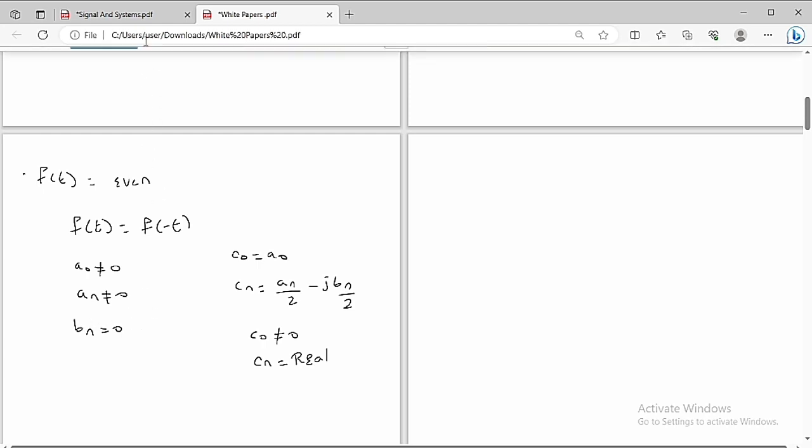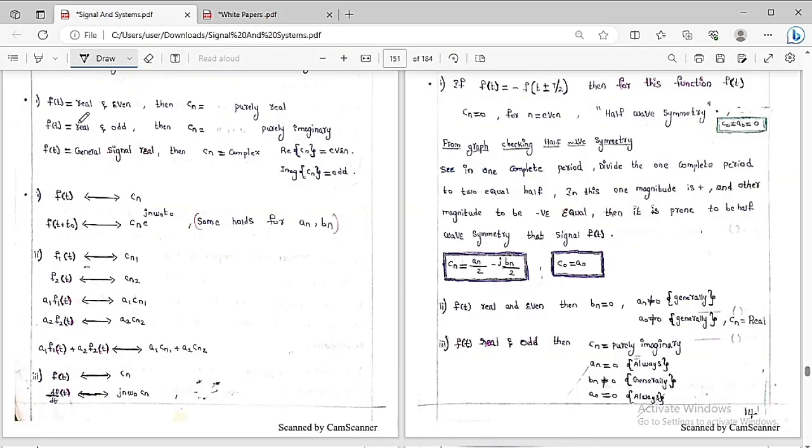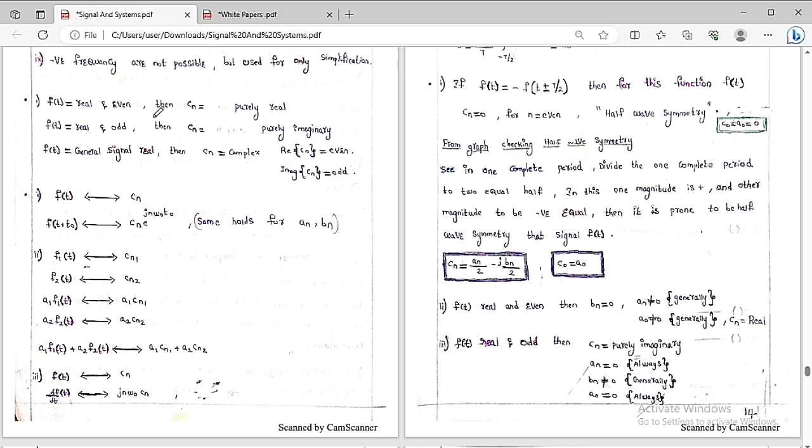So simply, if f of t is a real as well as an even signal, meaning f of t is equal to f of minus t, then a0 is not equal to 0, an is not equal to 0, and bn is equal to 0, and c0 is equal to a0, and cn is equal to an by 2 minus j bn by 2. So from this we can say cn is purely real in nature.